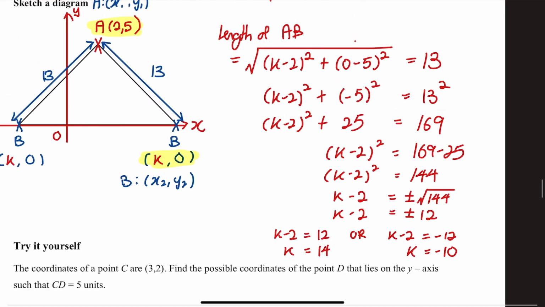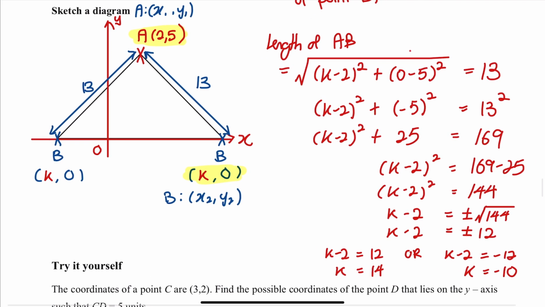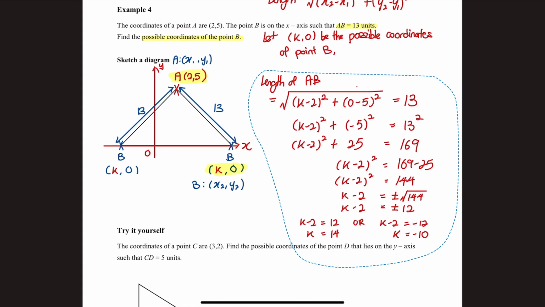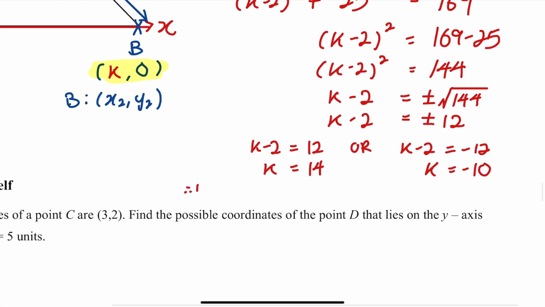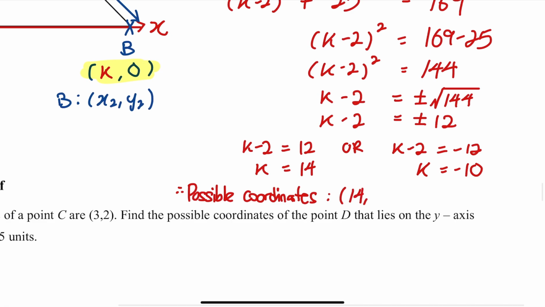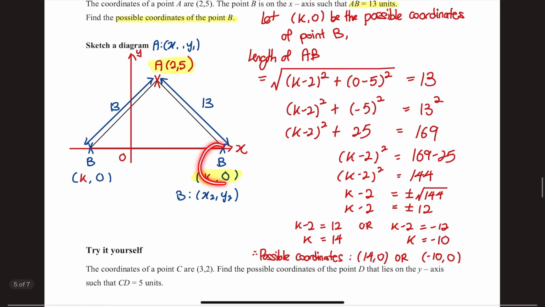Okay, so therefore, I haven't answered the question yet. Question here says, find the possible coordinates of point B. Coordinates is always written in the form of bracket, x coordinate, comma, y coordinate. So therefore, answer the question. Last step from here, since I know that k can be two values, final answer. Therefore, possible coordinates are either 14, 0, or negative 10, 0. And these are your possible coordinates of point B.